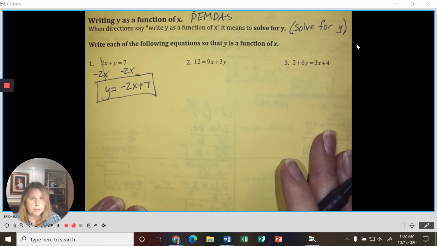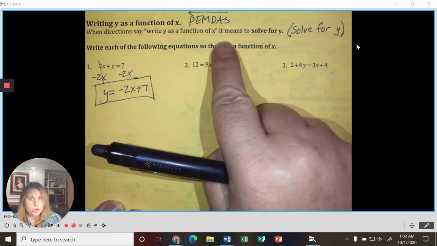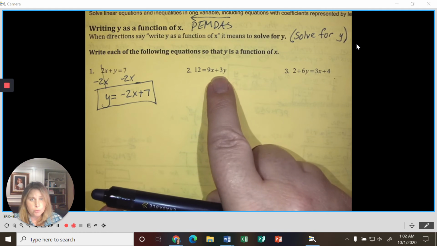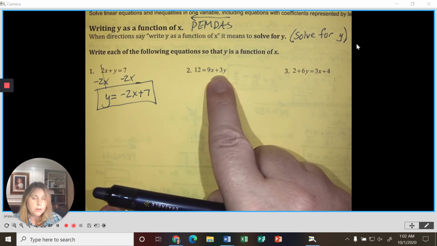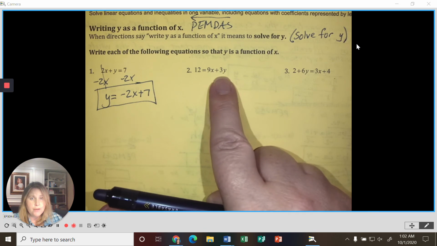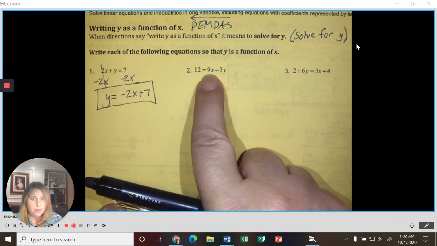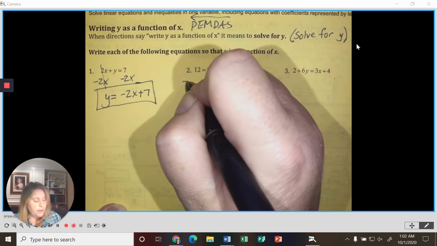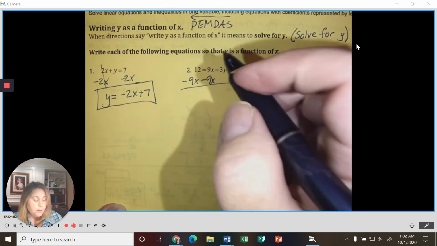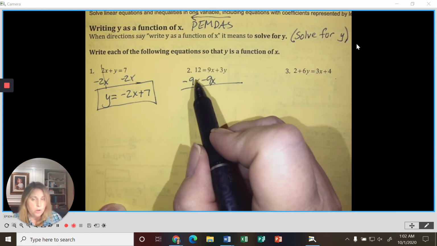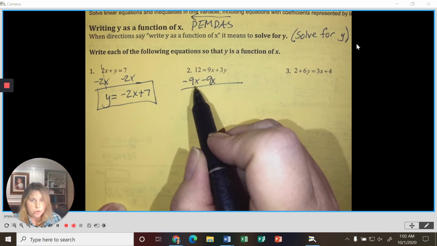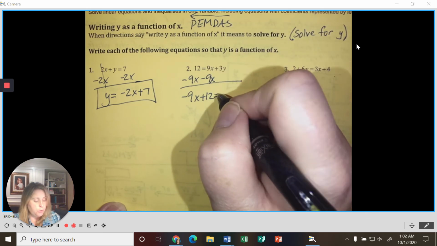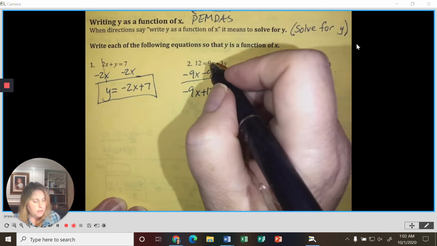12 equals 9x plus 3y. Again, any addition or subtraction will be taken care of first. Here's our variable term. There's our y, so the variable term is 3y. Is anything being added to or subtracted from our variable term? Yes, there's a positive 9x, so we will subtract 9x. And so we won't write 12 minus 9x, we'll write the variable term first, so negative 9x plus 12. Bring down the equal sign. 9x minus 9x is 0.